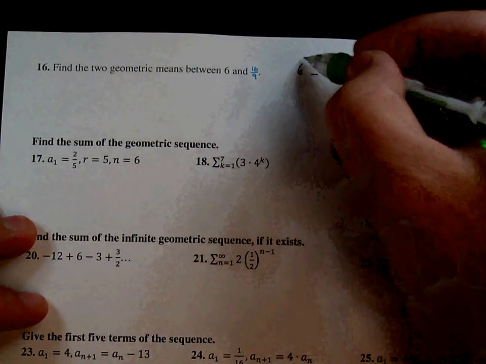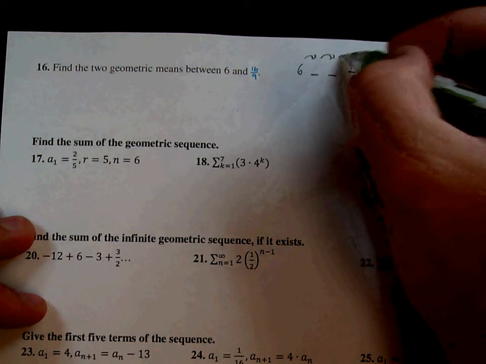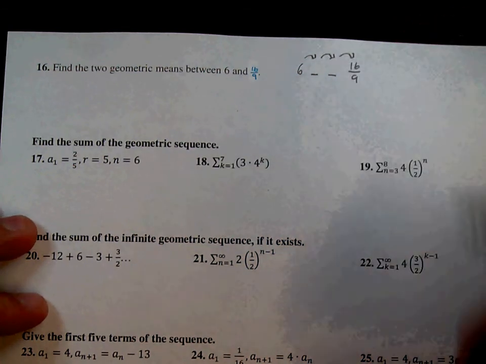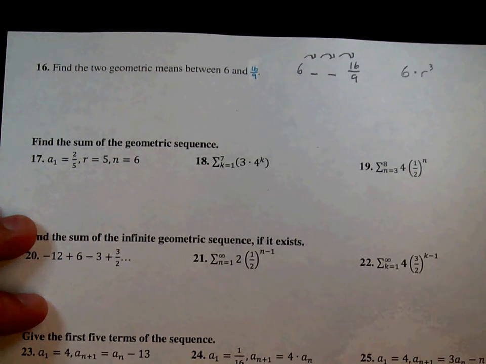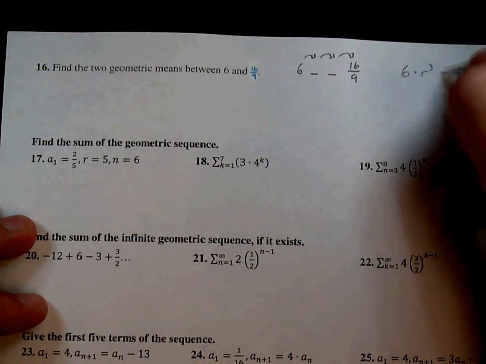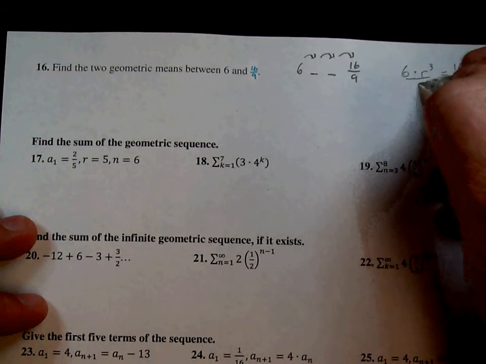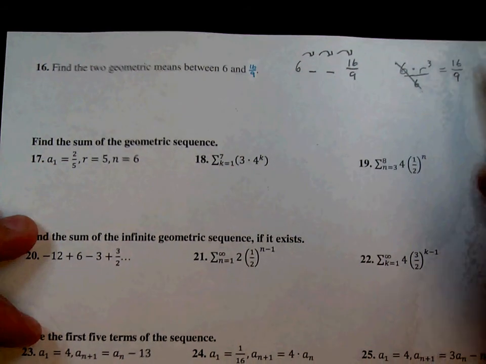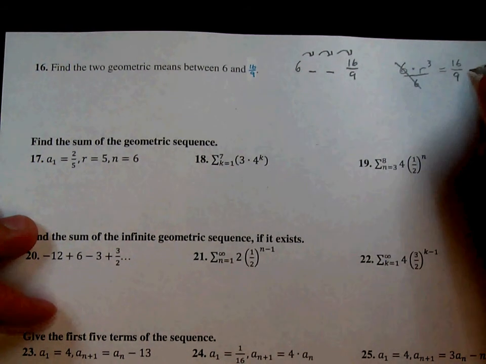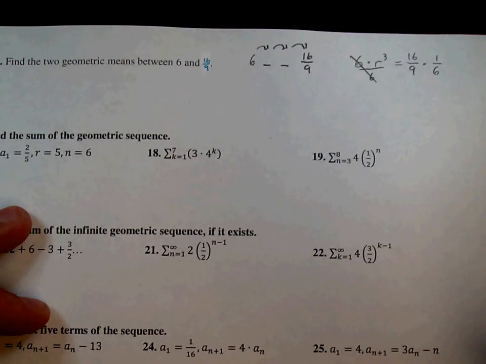Since it's geometric, I know that from one term to the next, I'm multiplying by r. So in total, since I have two missing terms, I had to do it 3 times. So I started at 6. I multiplied by r 3 times. So that means I multiplied by r to the third power and ended up at 16 over 9. So I'm going to divide by 6. This is a fraction over here. So instead of dividing by 6 on this side, I want to think of it as multiplying by 1/6. Dividing by 6 and multiplying by 1/6 are the same thing.